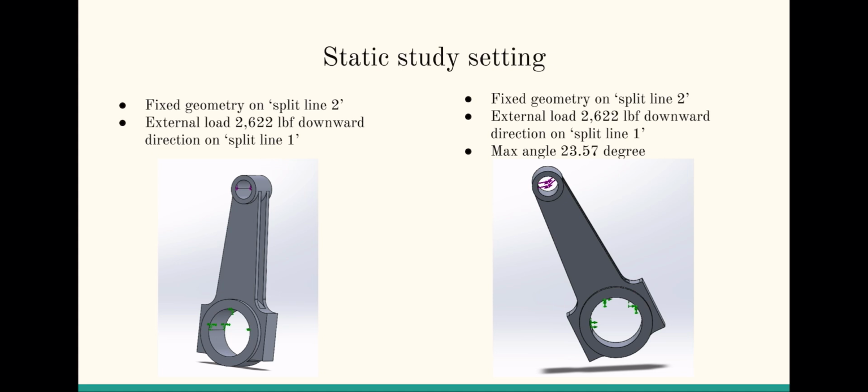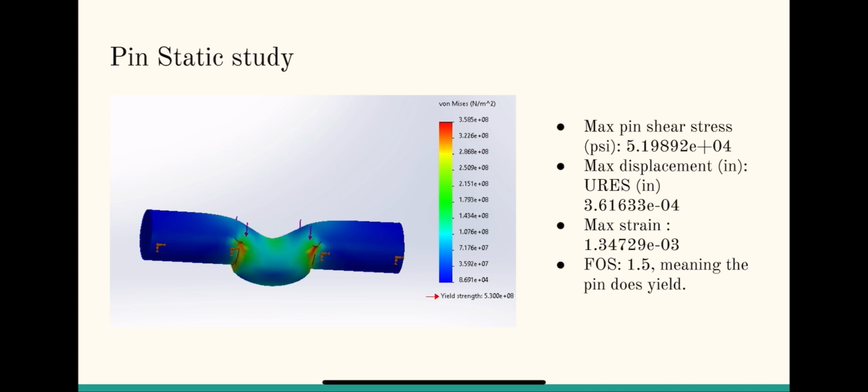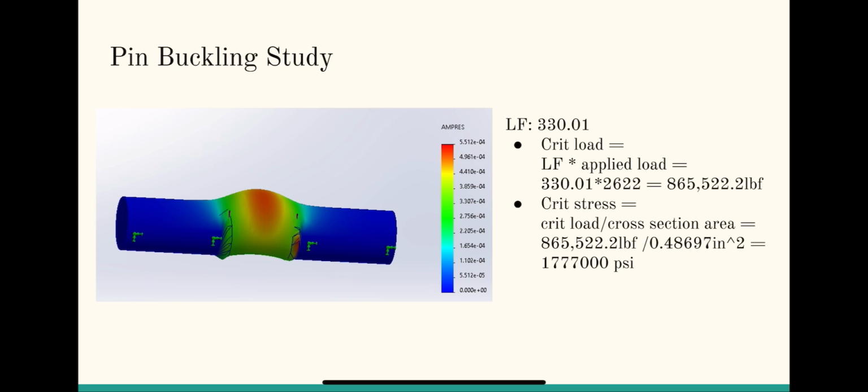23.57. Using the static study settings shown earlier, we have the shear stress, displacement, and strain shown and a factor of safety of 1.5, meaning the pin does yield. Therefore, we have to do a buckling study of the pin, where we find the loading factor to be 330.01. The critical load and critical stress are shown.